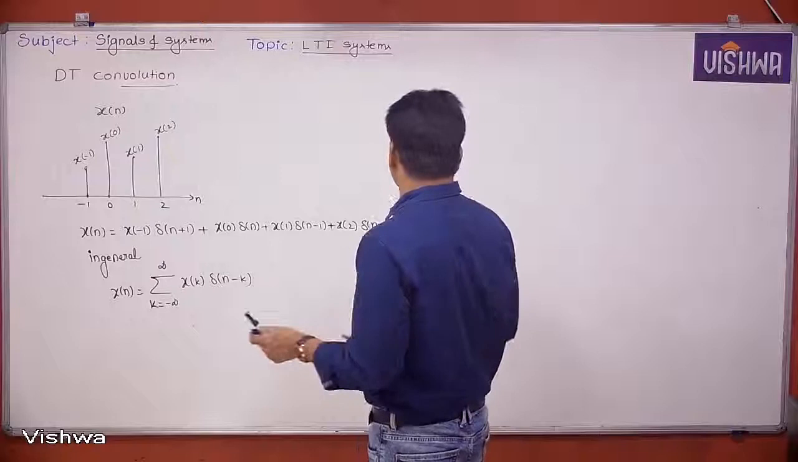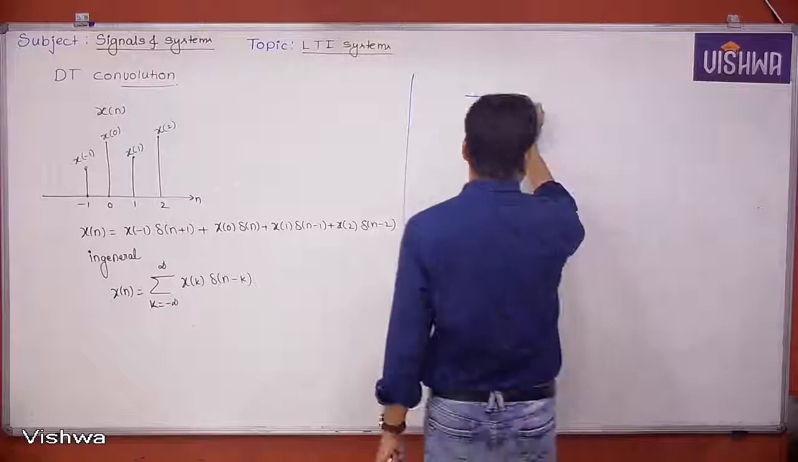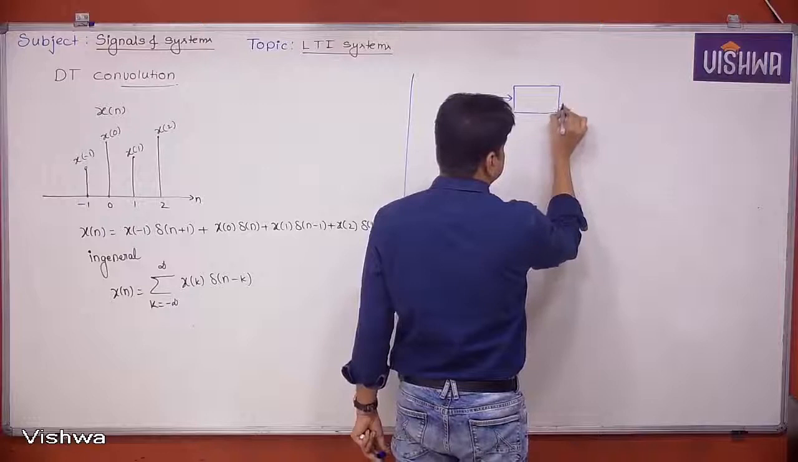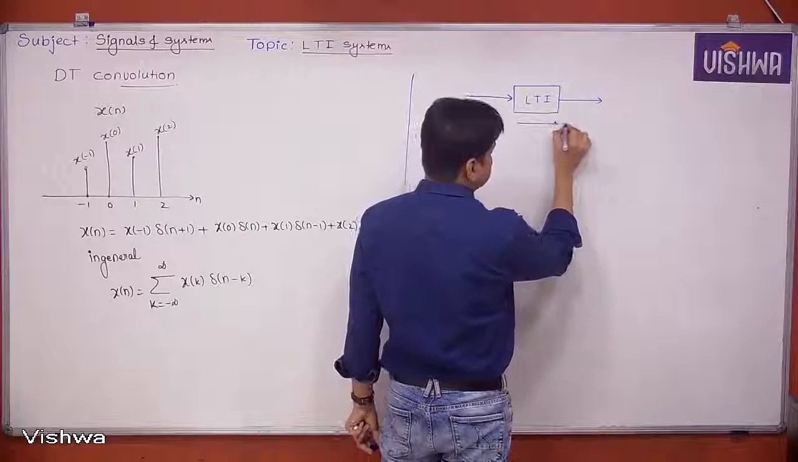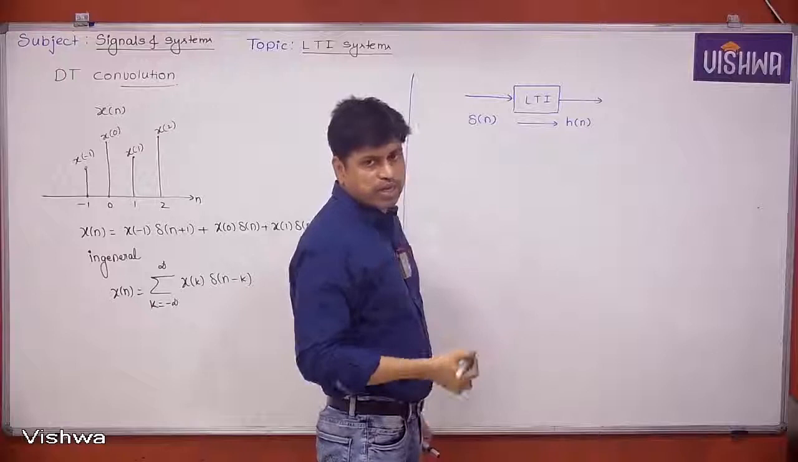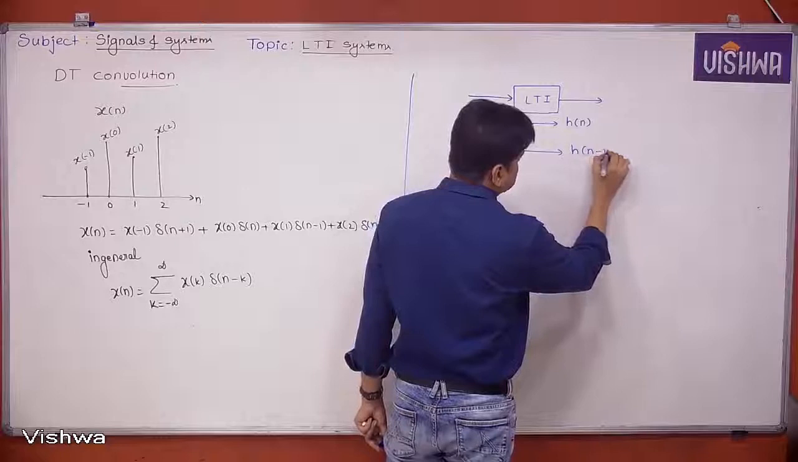Now try to understand. If this is the input for an LTI system, what is the output? If delta n is the input, the corresponding output is h of n. Because the impulse is the input, we get the impulse response as the output, which is h of n. If I take delta n minus k as the input, we get h of n minus k, because it is an LTI system and we can use the time invariance property.